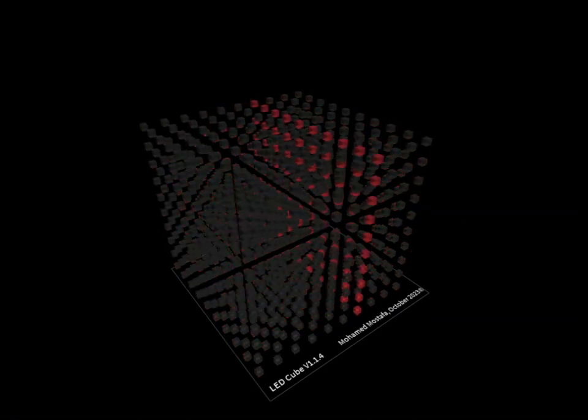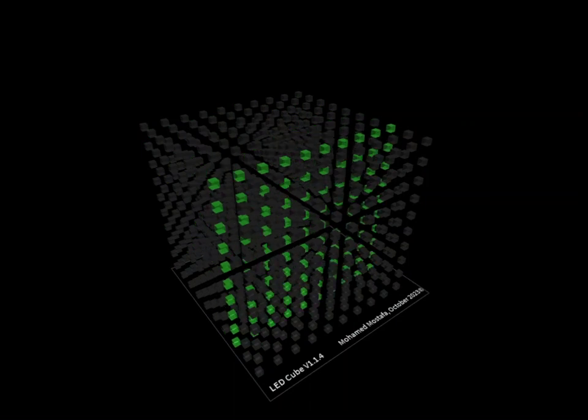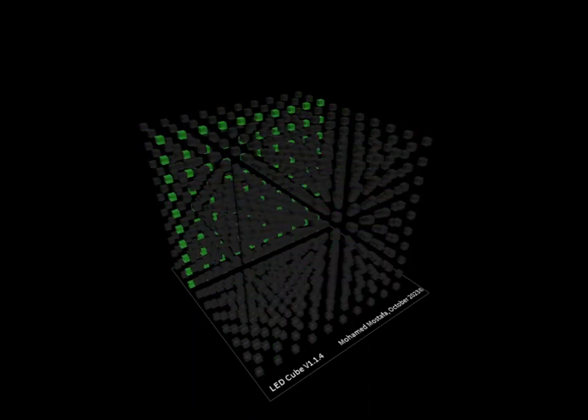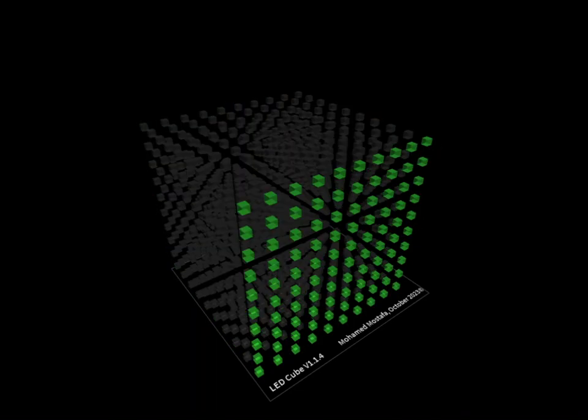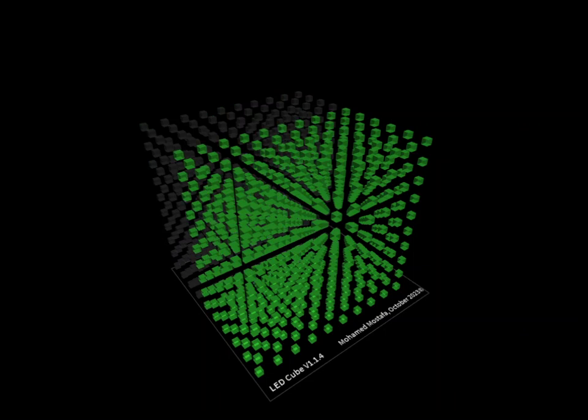8x 74HC574 ICs. 16x PN2222 transistors. 16x 1k resistors. 1x 74HC138 IC. 1x Maxim MAX232 IC. 1x 14.7456 MHz crystal. 2x 22pF ceramic capacitors. 16x 0.1uF ceramic capacitors. 3x 1000uF electrolytic capacitors. 3x 10uF electrolytic capacitors. 1x 100uF electrolytic capacitor. 8x 20-pin IC sockets. 1x 40-pin IC socket. 2x 16-pin IC sockets.